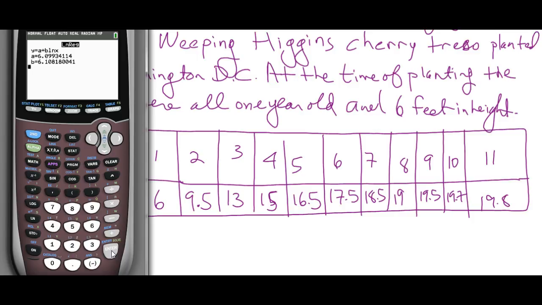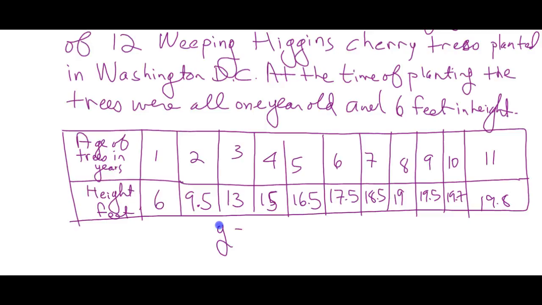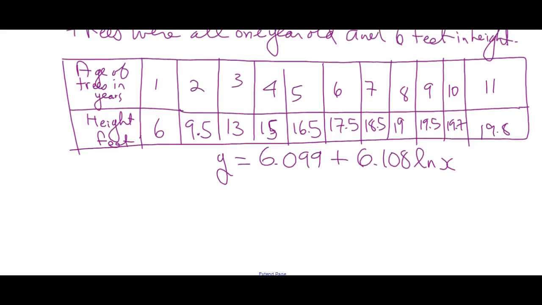So if I'm going to write this equation out, I'm going to say the equation is y is equal to 6.099 plus 6.108 ln x. Just like that. So all we're doing is taking the numbers, rounding to the nearest 1,000. So I've got 3 decimal places. y is 6.099 plus 6.108 ln of x.